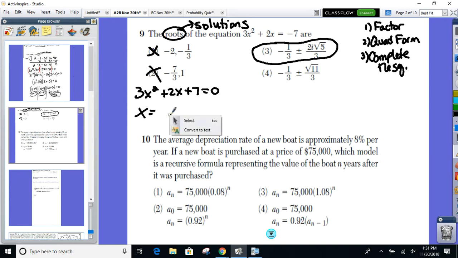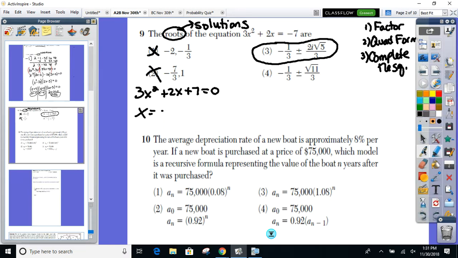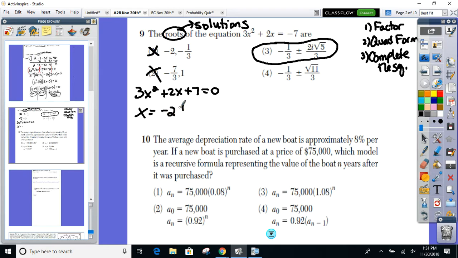Negative 2. Don't start. Come on, I got one class to get through. Negative 2 plus or minus.